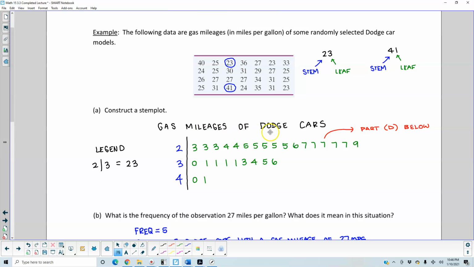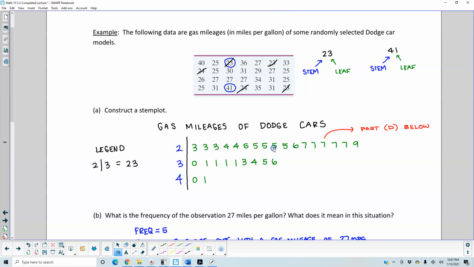So for gas mileages of Dodge cars, let's take a look at this. How many 23s do we have here? We have 1, 2, and then 3. So we have a 3 as the leaf with a stem of 2, three times. That eliminates the 23s. Okay, the next number is 24. How many 24s do we have? We have 1 here and there. So we have a 2, and then a 4 and a 4 because there's 2 of them.